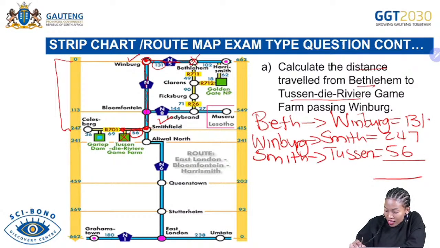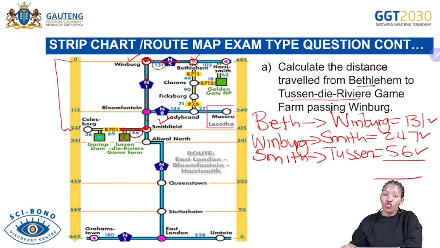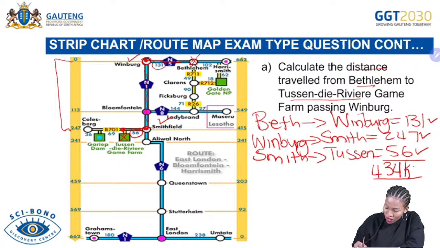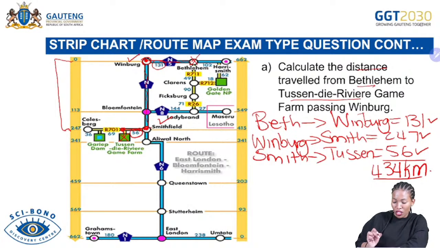So you add this, you add this, you add that, it should give you a total distance. So we say 131 plus 247 plus 56, which is a distance of 434 kilometers. So the total distance from Bethlehem to Tessen de Rivie is 434 kilometers. I hope you understand, guys.